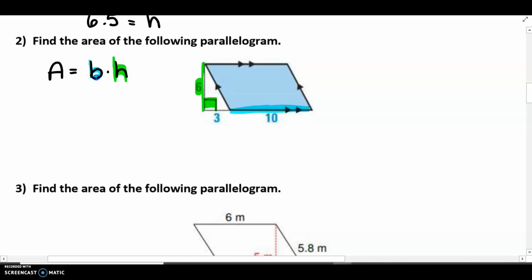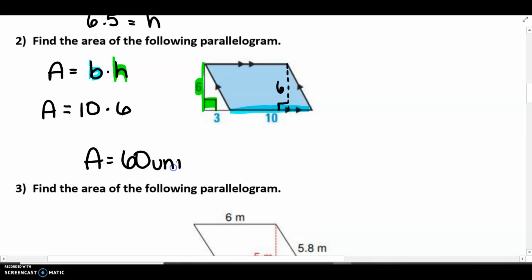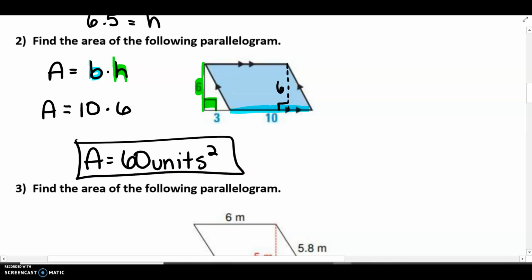I know that my area is equal to the base of 10 times the height of 6. I know they're putting the height on the outside, but don't let that trip you up. What's stopping them from putting the height in here perpendicular and showing a 6 length there? It's the same thing, they're just showing it to you in a different spot. So this gives me an area of 60 units squared. Hopefully we're good there. Next problem.